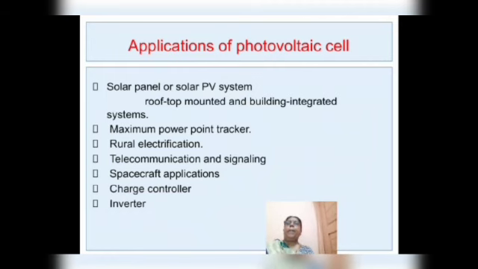There are so many applications of the photovoltaic cell. In solar panel or solar PV system, this photovoltaic cell is used. It is also used in maximum power point tracker as well as rural electrification. In the same way, the photovoltaic cell is also used in telecommunication and signaling, as well as in charge controller, and lastly the photovoltaic cell is also used in inverter.